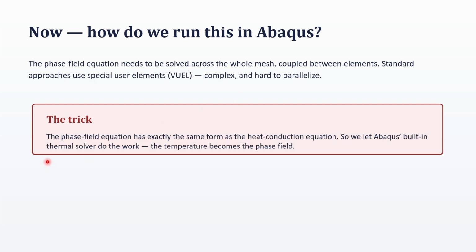The trick is that the phase field equation has exactly the same form as the heat conduction equation. So we let Abaqus's built-in thermal solver do the work. The temperature becomes the phase field. So what is the heat conduction equation? The heat conduction equation is: rho Cp T dot minus kappa nabla square T equals the heat flux Q.